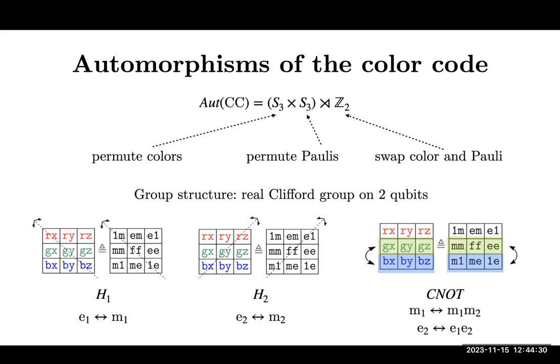So this is the automorphism group I want to implement. If I can do this, then at the logical level, I can perform, for example, this real Clifford group on my logical qubit.